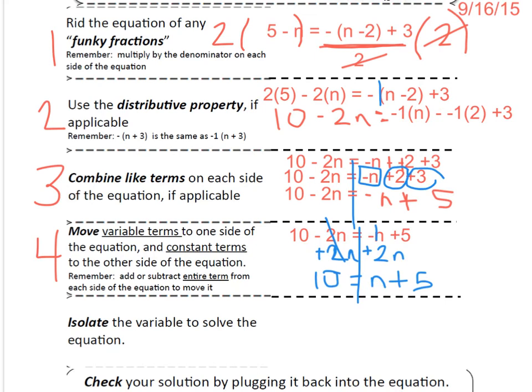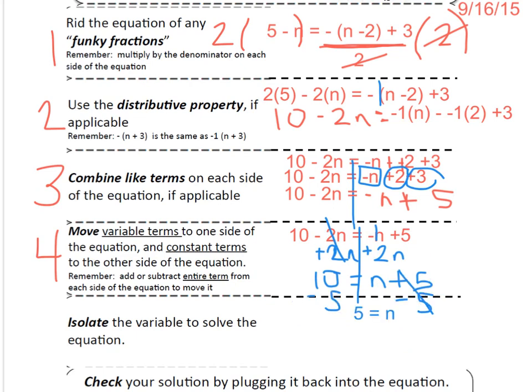Okay. I'm going to subtract the 5, and that cancels out, and I'm going to do that over here. And then 10 minus 5 is 5. So therefore, n equals 5. I'm going to type that in really quickly so it's a little more appealing to read. All right, so therefore, n equals 5.